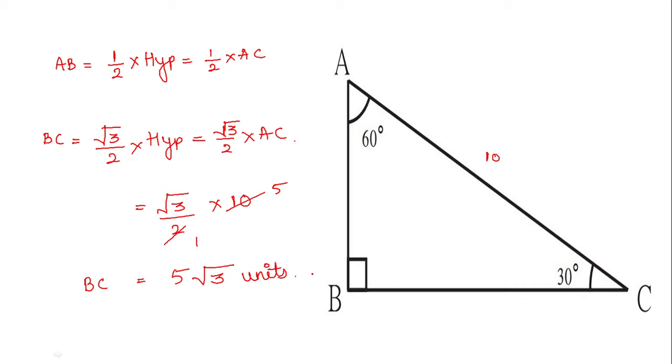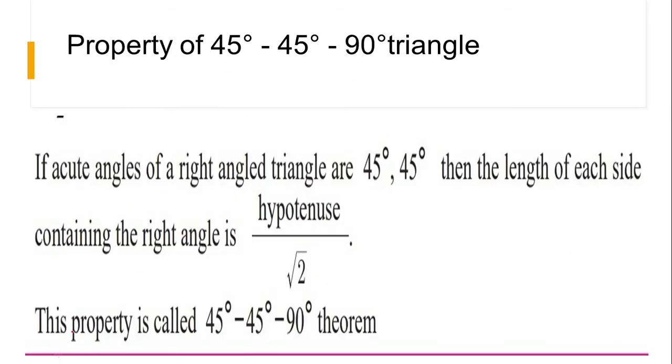In a similar fashion, we have the 45, 45, 90 degree property. Let's see what it is. Now children, like I said, this is also a special kind of triangle. Here what is happening? This is more special. Let me tell you. One angle is 90 degrees, so we have written it. Then the remaining two angles are 45 and 45.